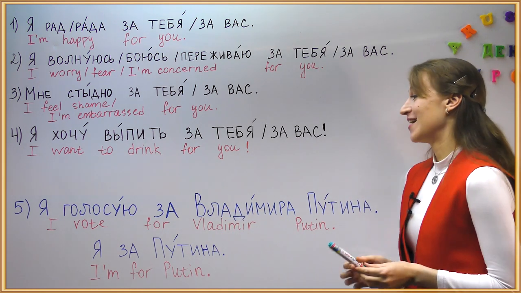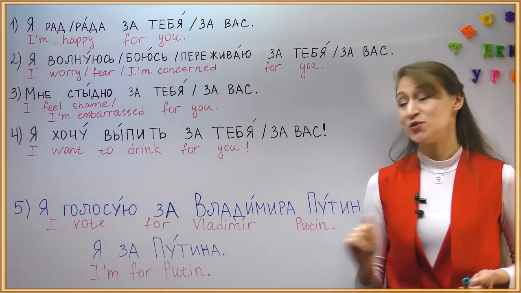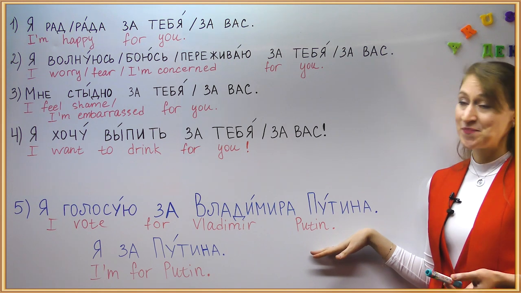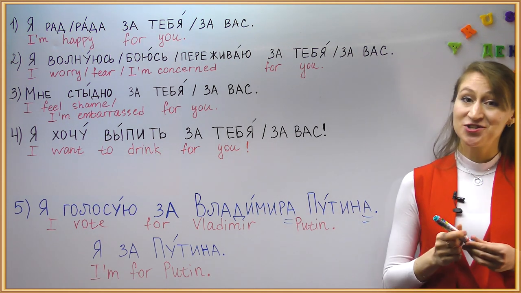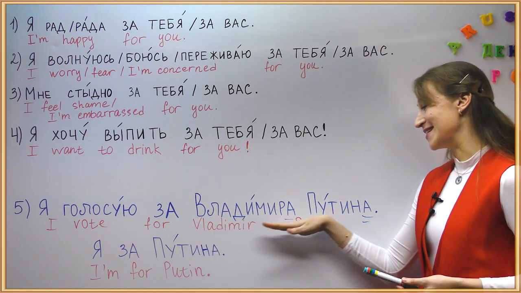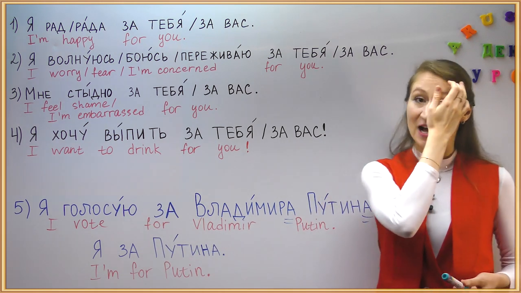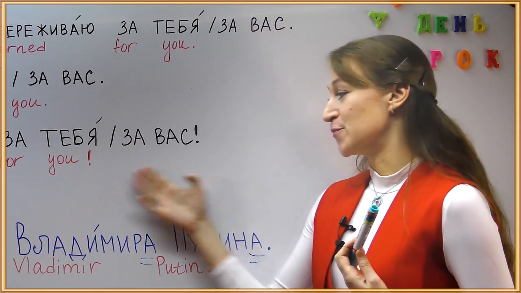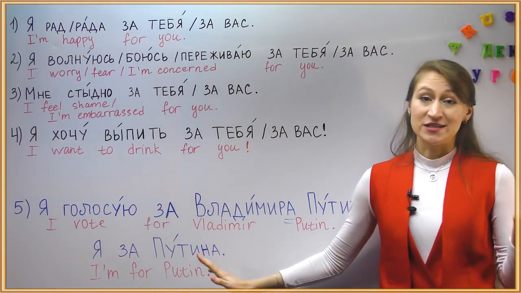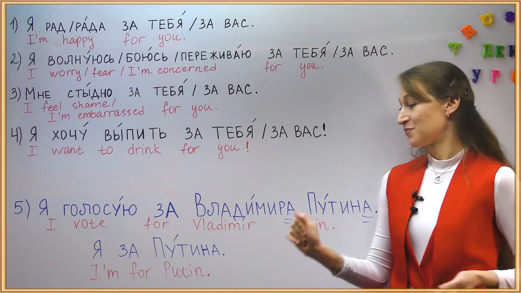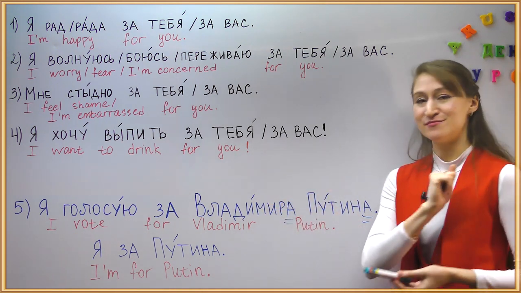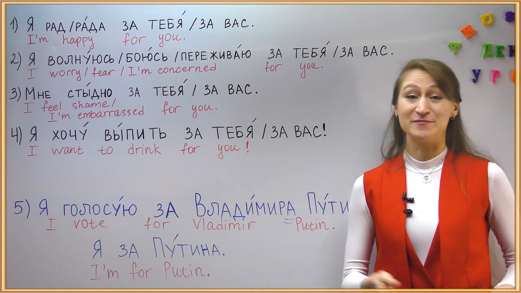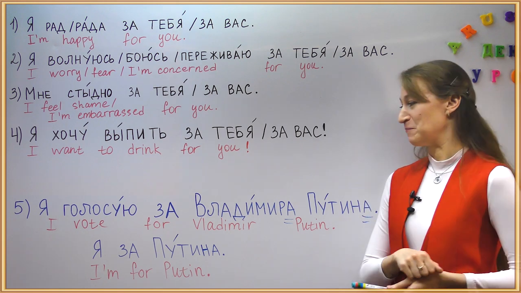And number five, of course, we use за when we use this verb. Я голосую за Владимира Путина. And you remember, we change the name Vladimir Putin to Владимира Путина because of the preposition за. It's logical. I give my vote for this person's success. Or you can simply say, я за Путина, or for his successful campaign as president. Я за Путина. Just so you know, я за Путина. So I support Владимир Путин. Let me know what you think about him, by the way.